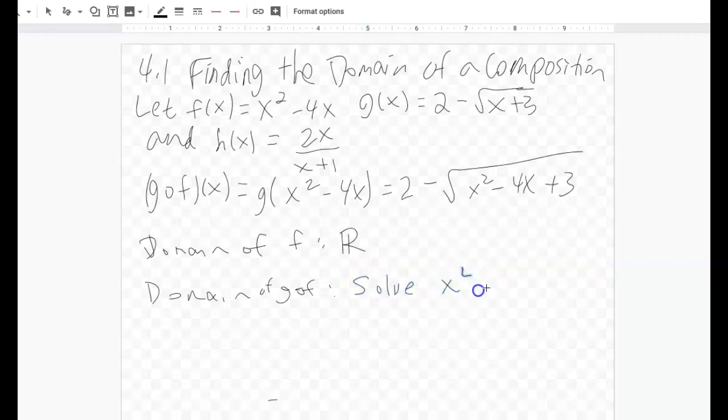x squared minus 4x plus 3 to be greater than or equal to 0. And so what this is telling us is that if we have a radicand, everything in here has to be 0 or positive for this answer to exist. And so the way that we solve quadratic inequalities is we already have one side equal to 0. Now we want to set it equal to 0 to find the roots.